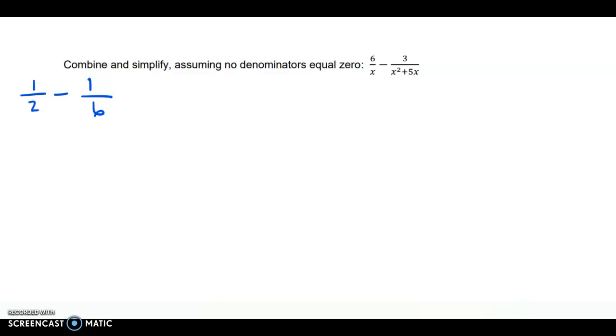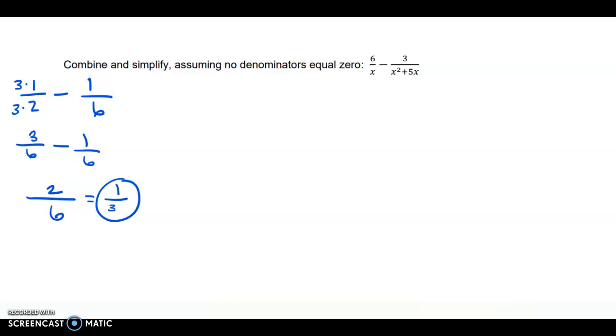So in this case, to get them both to be common, I could use 6. So I could multiply by 3 on the top and the bottom. So I'd get 3 over 6 minus 1 over 6. And now I can subtract. So 3 minus 1, I get 2. I leave the denominator as 6 because that's describing the fraction. So I have 2 of a 6-piece pie, or 2 of a 6-piece pizza. Simplify that to 1/3.